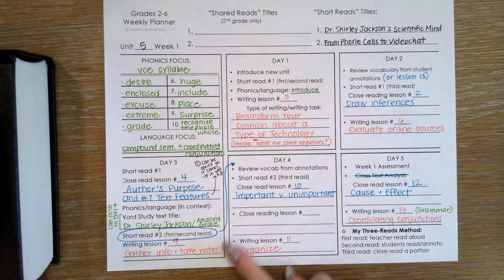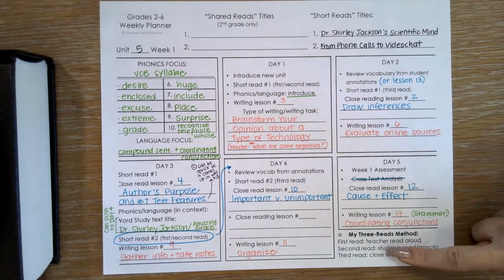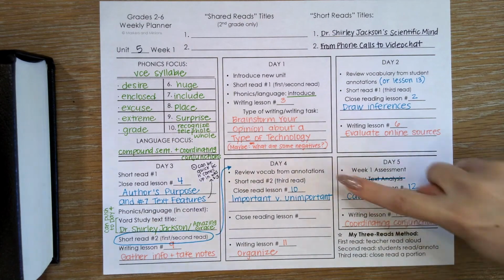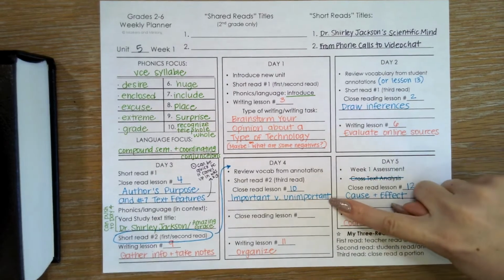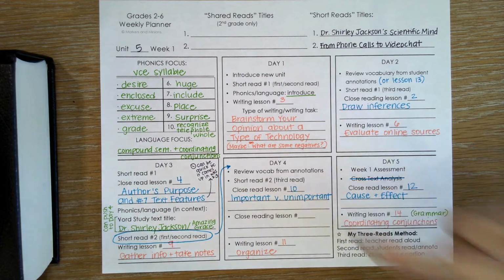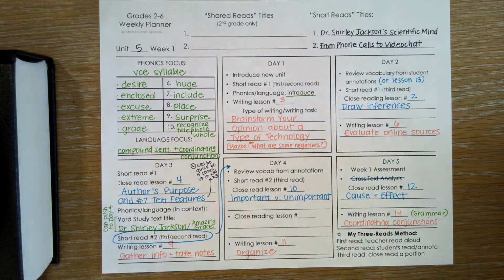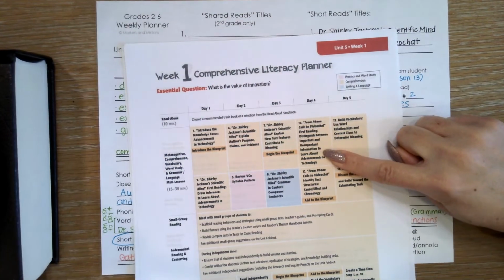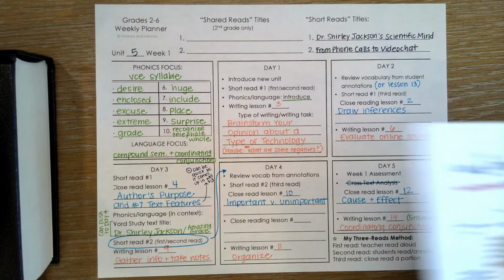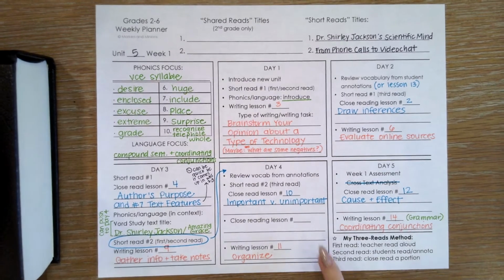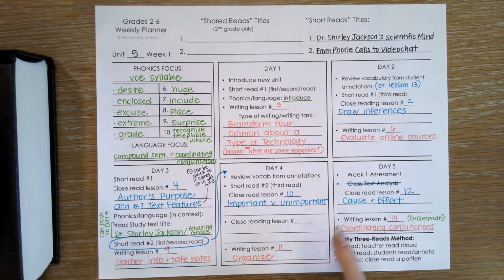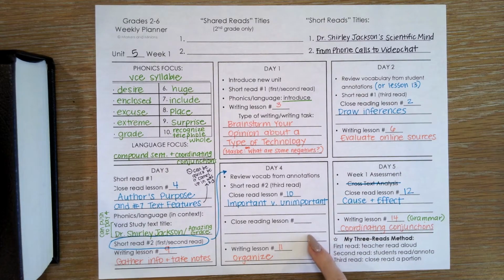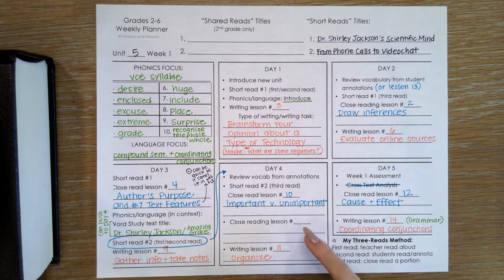So then we would do the next day, we'd introduce that next text, do the first read, the second read, go over those annotations, and then go right into that third read, important versus unimportant information, which would be lesson 10. And then you could follow that up with the next lesson, which is cause and effect. That seems like it might be congested that day, so that's entirely up to you. And then you have your writing.